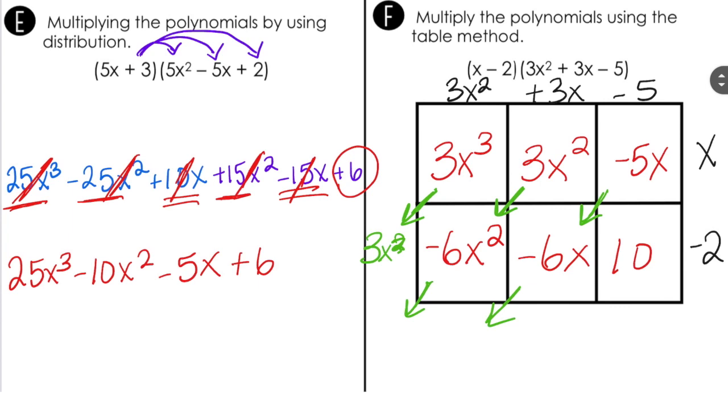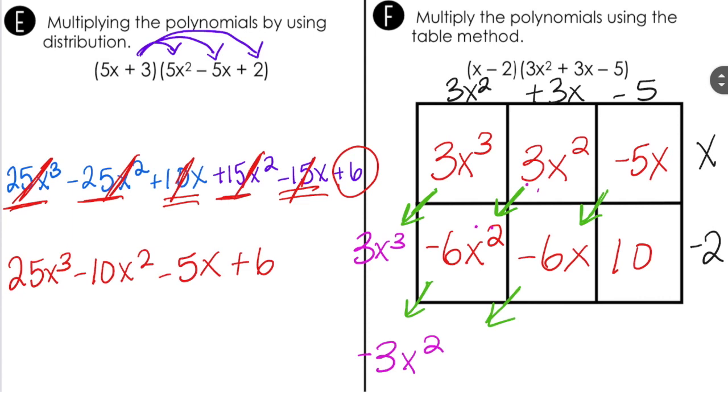Sorry, let me erase that. Matter of fact, let me just erase everything and change the color. Let's do purple. All right, so I'm just going to bring that down. So 3x to the third power. Now you see our like terms are on the diagonal. So I have that 3x squared and that negative 6x squared. When I combine those two, I just get negative 3x squared.